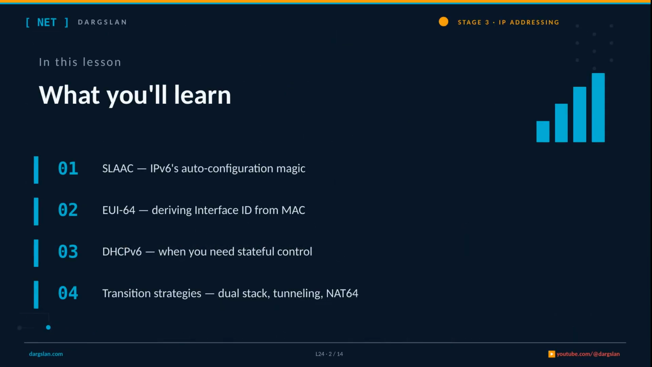So here's our roadmap for the next few minutes. We'll start with SLAAC, the mechanism that lets IPv6 hosts configure themselves without a DHCP server, genuinely one of the most elegant pieces of the protocol. Then we'll look at EUI-64, the trick for turning a MAC address into an interface identifier. From there, we'll cover DHCPv6 for when you need stateful control. And finally, the transition strategies, dual stack, tunneling, and NAT64 that keep IPv4 and IPv6 working side by side.